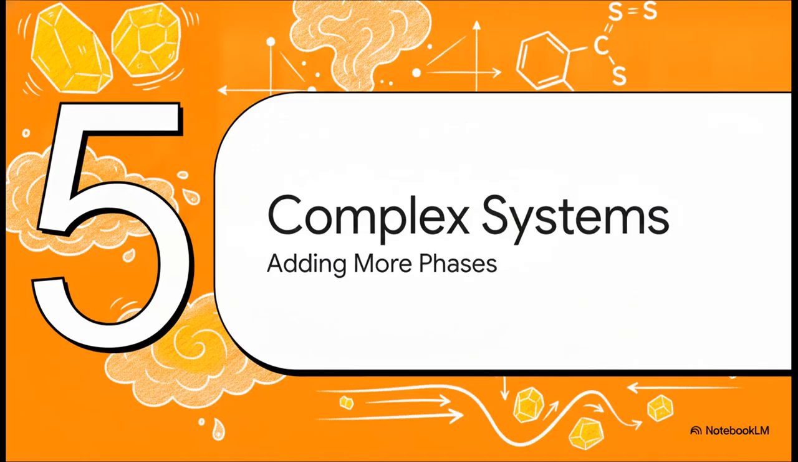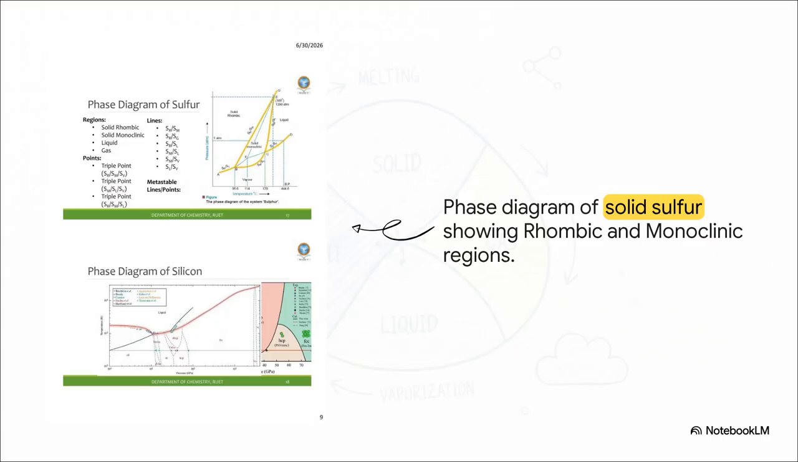Section 5. Complex systems. We've seen water, but what happens when we add more solid phases to the mix? Let's check out sulfur. Things get pretty wild when you look at sulfur. It's a fascinating element because it can exist as two entirely different solid crystal structures, rhombic and monoclinic. Because it has these multiple solid identities, the map fractures into something far more intricate, complete with hidden metastable lines.